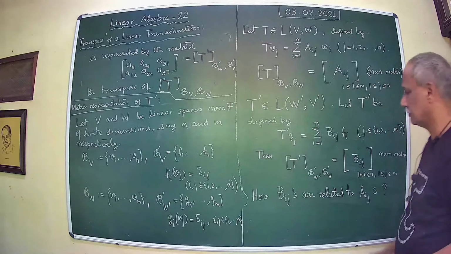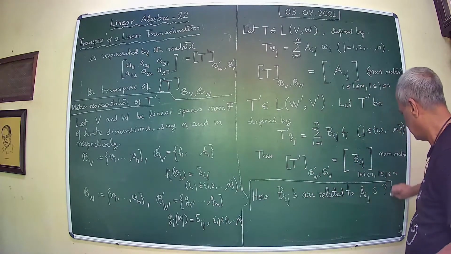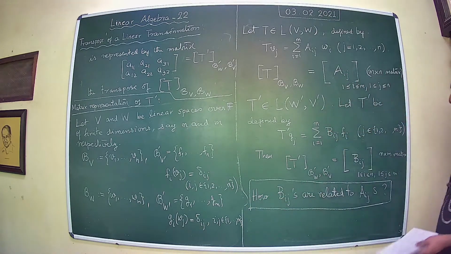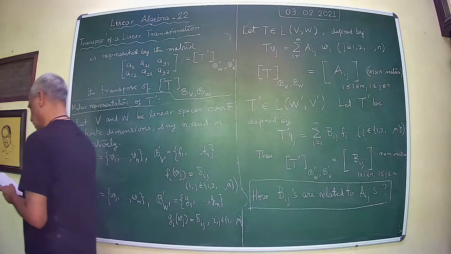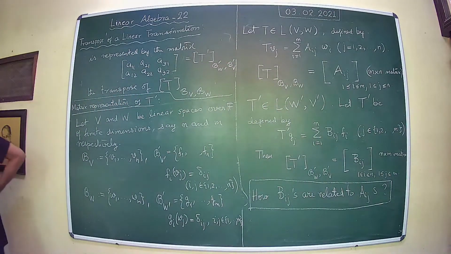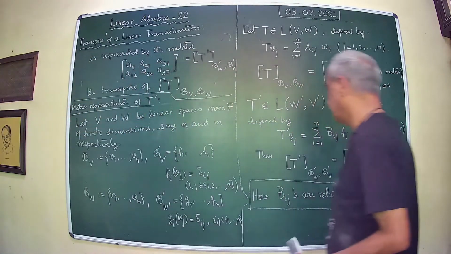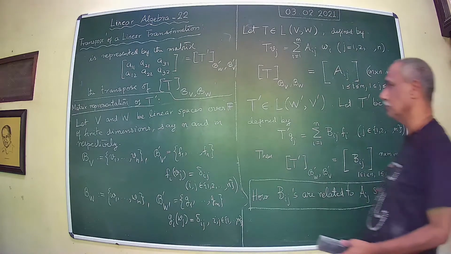That's the question. This is the basic question. Let us explore this. Okay. So we go to the basic definition of T prime and then work from the connection between the two.